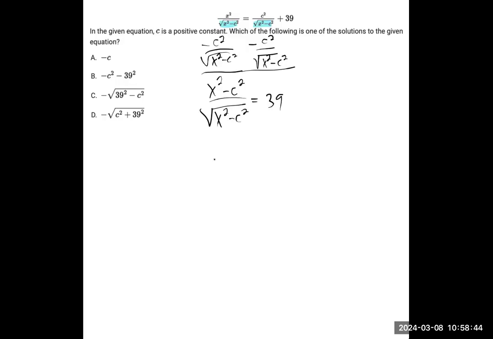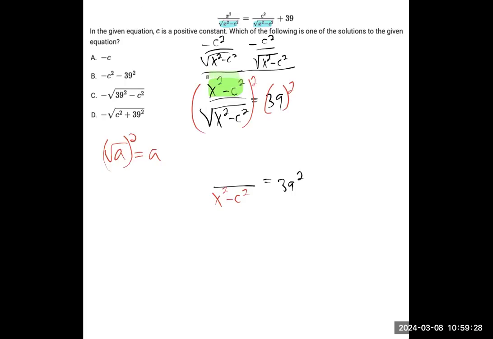And if we actually, surprisingly, square both sides right now, we'll end up with 39 squared. In the denominator, squaring that thing is going to make the radical go away. We're taking advantage of the fact that if I have the square root of a and I square it, it'll just be a. So when we square both sides, we get 39 squared on the right, and in the denominator we just get x² minus c². In the numerator, we get this entire green thing all squared.